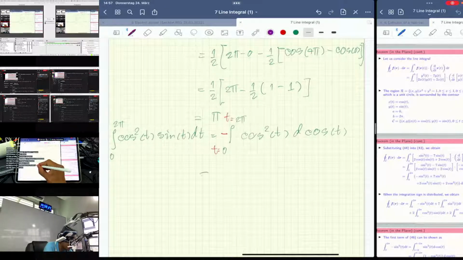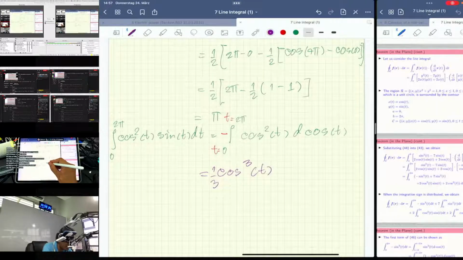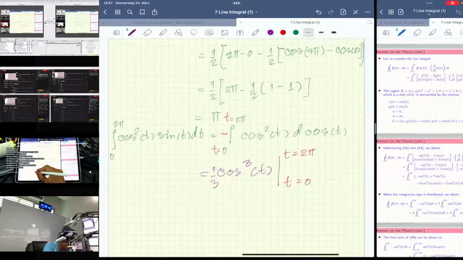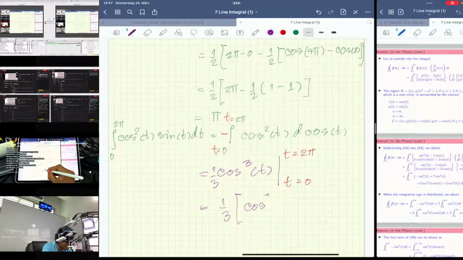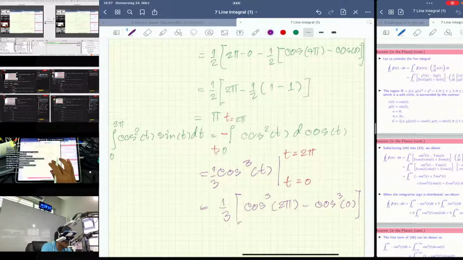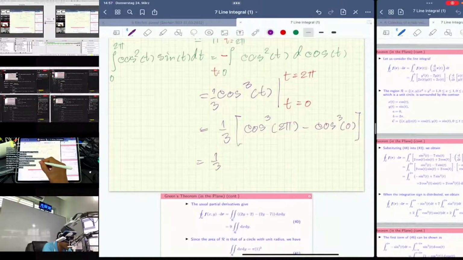It's cosine with the power of 3 and 1 by 3 too. Okay, and your t will start from 0 to 2 pi. And of course 1 by 3 cosine 2 pi, negative cosine 3, 0. Okay, and that's 1 by 3.